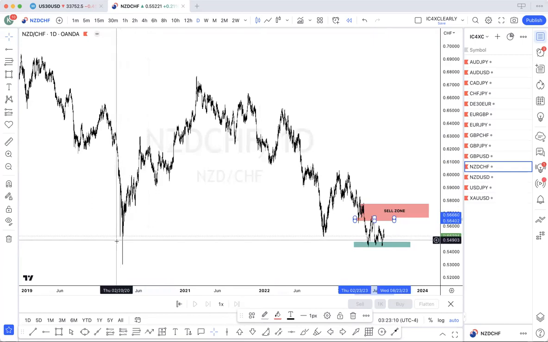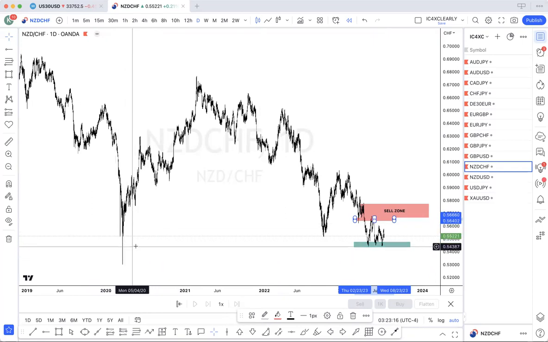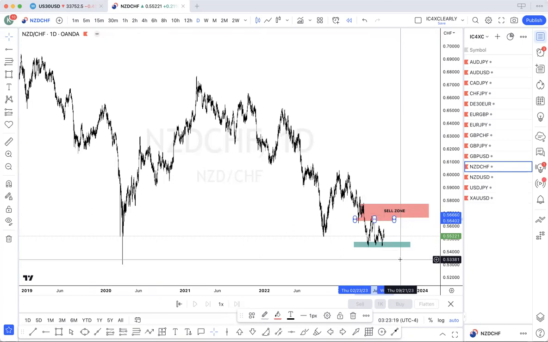There is this huge wick here. On the smaller time frames, there's probably an order block or imbalance in there. So price could continue selling down.